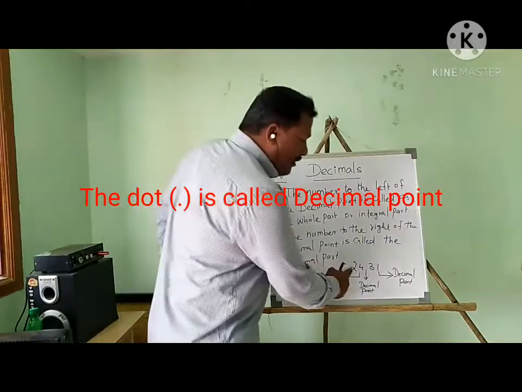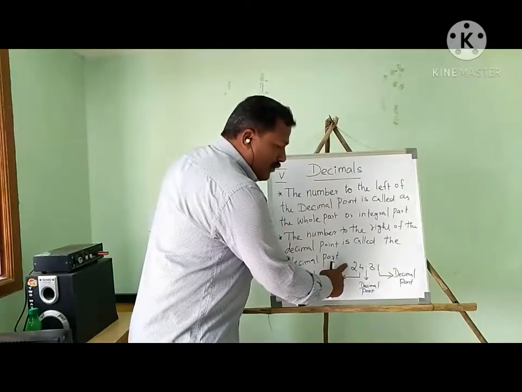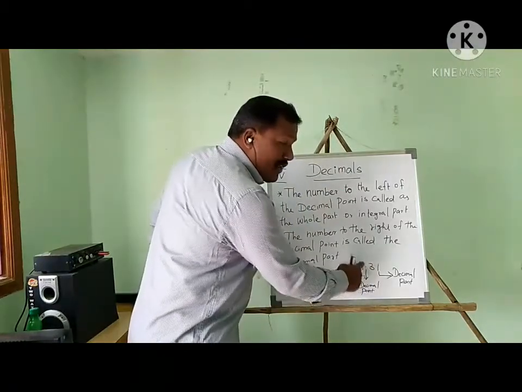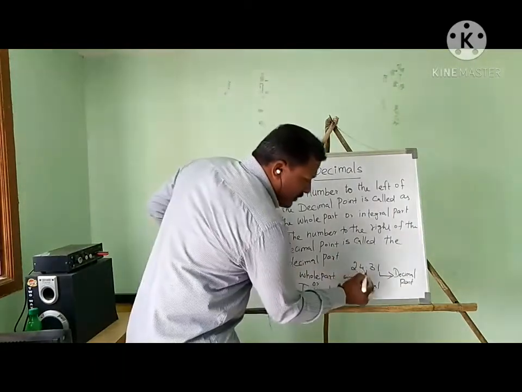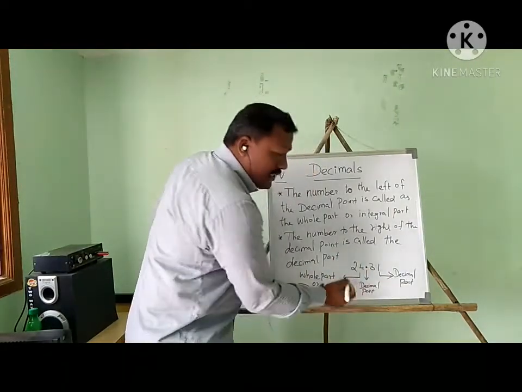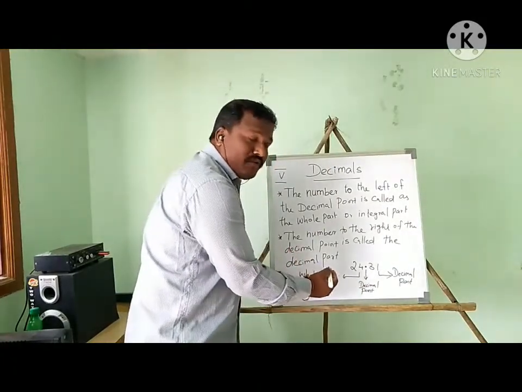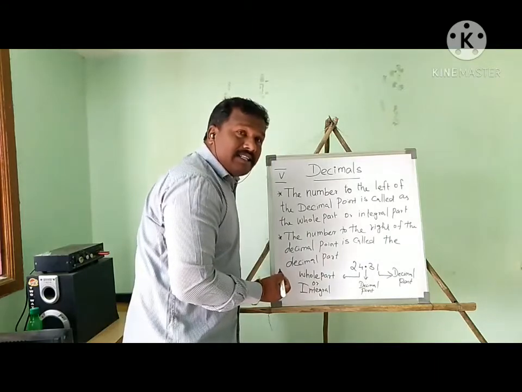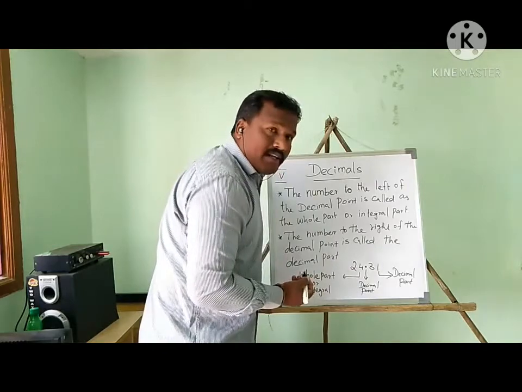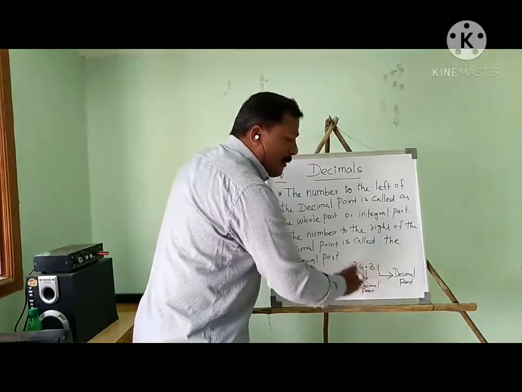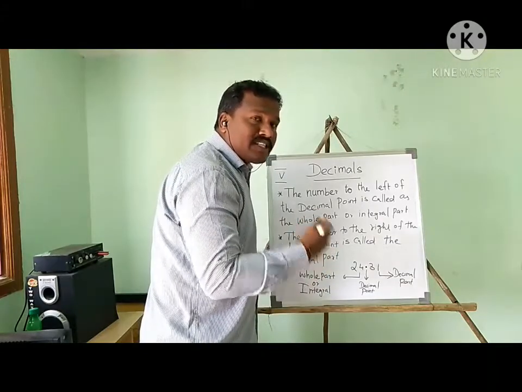Okay. If you take an example, 24.31, listen carefully. 24.31. The dot is called the decimal point. The left side of the number, 24, we call the whole part or integral part. The right side of the decimal point we call the decimal part. So this is called a decimal number. In this chapter we are going to discuss this only.